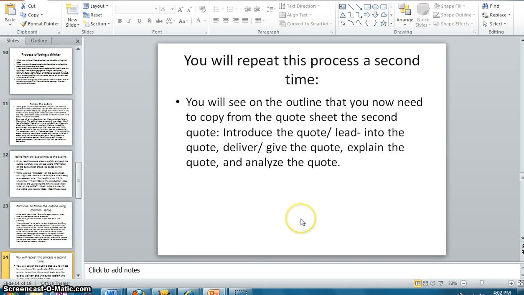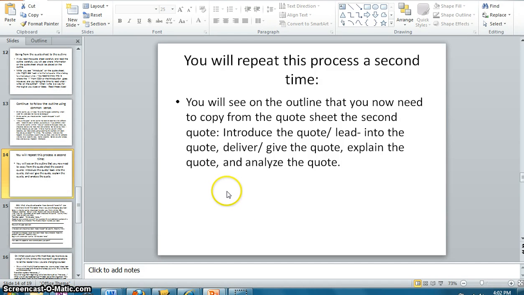You will repeat this process a second time. You will see in the outline that you now need to copy from the quote sheet the second quote. Introduce the quote, the lead-in, give the quote, deliver the quote, explain the quote. Again, on your outline, you'll see that you first introduce the quote, give it, explain it, analyze it, and then repeat that. Two quotes total.